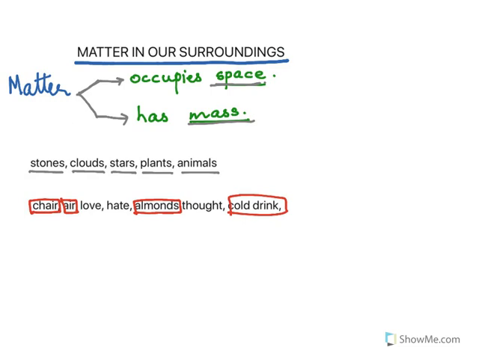So here we see love is not matter because there is no space, there is no mass. Hate is a feeling, no space, no mass. Thought, no space, no mass, not matter. Chair is matter. Air has mass and space. Almonds have mass and space, matter. Cold drink has mass and space, so it is matter.